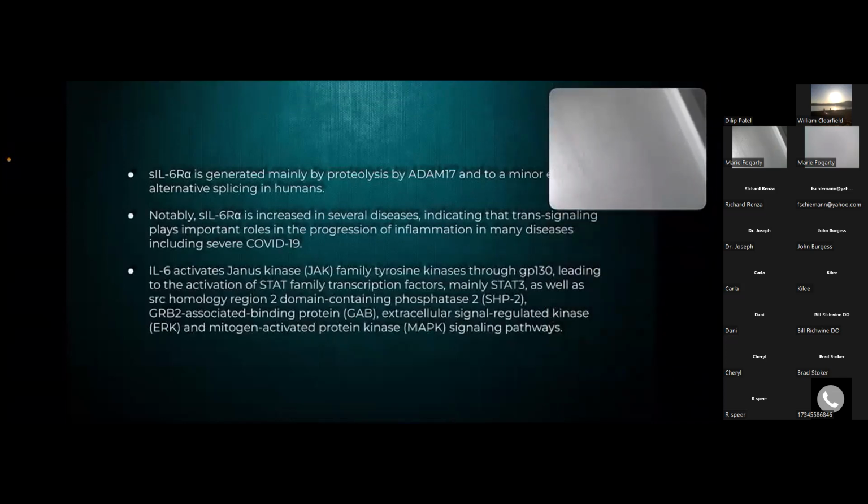Interleukin-6 activates Janus kinase family tyrosine kinases through GP130, leading to the activation of STAT family transcription factors, mainly STAT3, as well as SRC homology region 2 domain-containing phosphatase 2, GRB2-associated binding protein GAB, extracellular signal-regulated kinase ERK, and mitogen-activated protein kinase MAPK signaling pathways. Now, I probably put that more in there because I wanted to make a driving point.